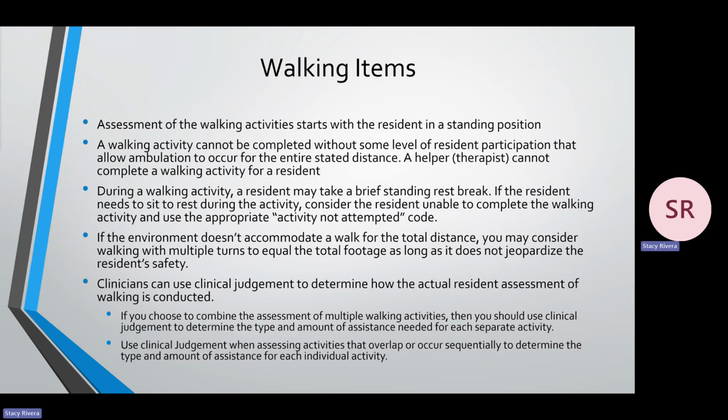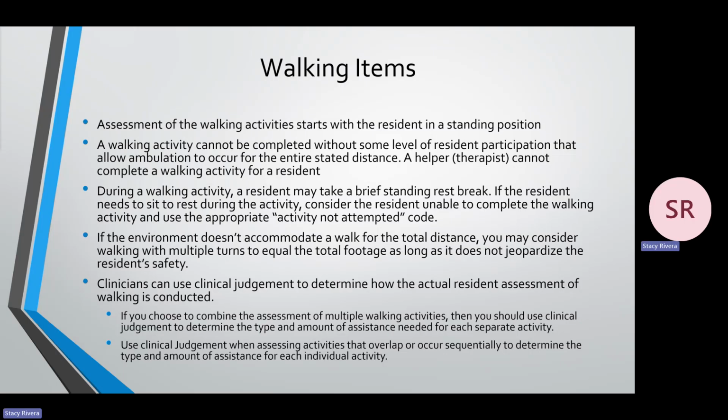During a walking activity, a resident may take a brief standing rest break. So you're walking, they've made it 5 feet. They say, hang on a second, let's just take a minute, and then they keep going. You can continue. That goes for the 50 feet and the 150 feet. If they sit, they did not complete that activity. There's no seated rest break in scoring these items. If the resident needs to sit to rest during the activity, consider the resident unable to complete the walking activity and use the appropriate activity not attempted code, which is going to be your safety code.